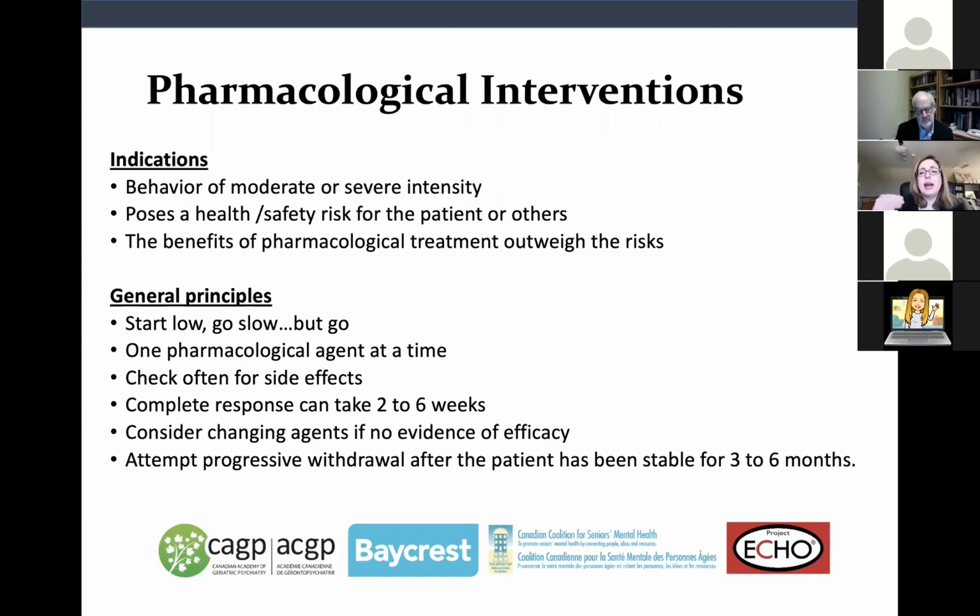Because if you just add some medication, then you're just stuck with a polypharmacy with many medication that are not efficacious. So switching from one inefficacious to another one that could be more efficacious is the best way to do it. And all the guidelines recommend in BPSD to attempt progressive withdrawal after the patient has been stable for 3 to 6 months. There are some exceptions to that. Very severe behaviors, or if it's more difficult to withdraw, or if there are some comorbidities with chronic anxiety or depression, then maybe you need to pursue the medication.